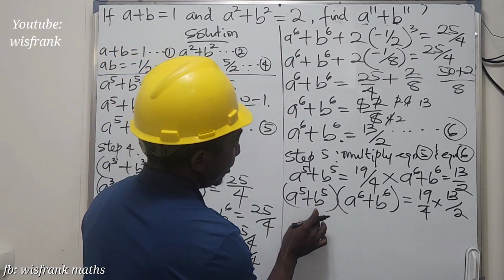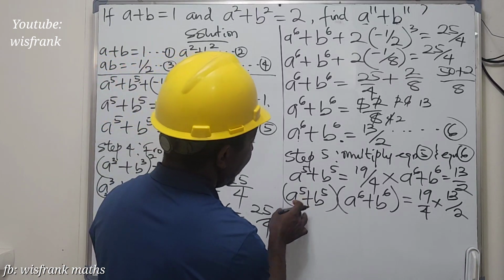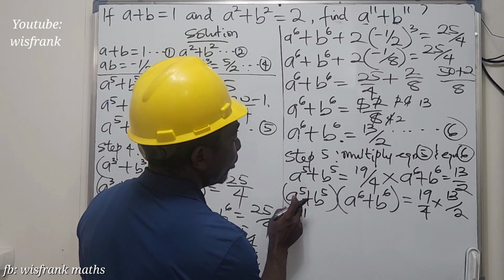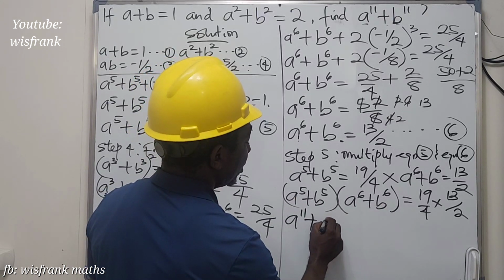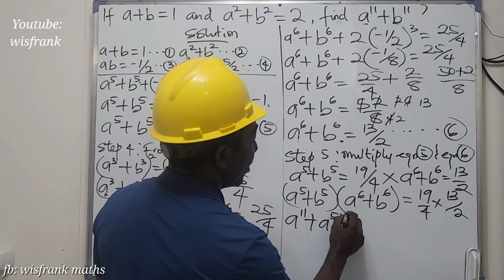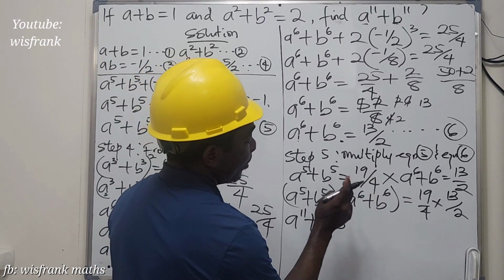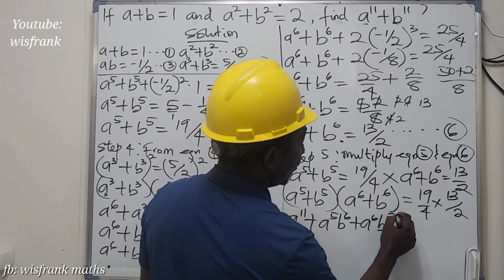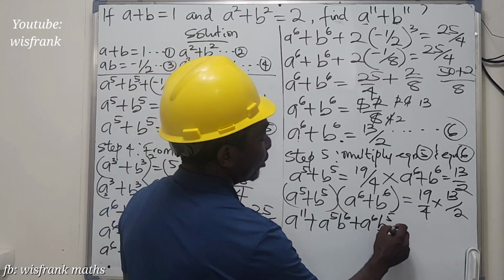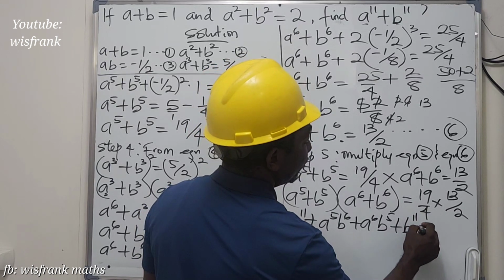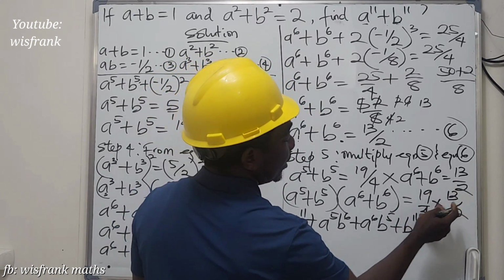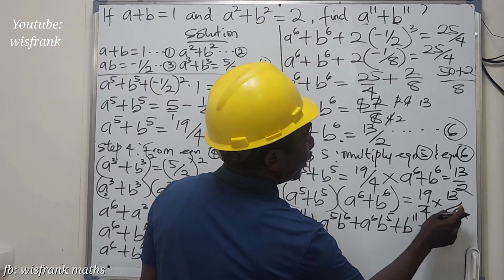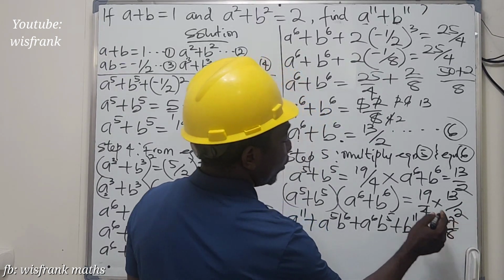So multiplying this out, expanding this parenthesis, we have a to the power of 5 times a to the power of 6 will give us a to the power of 11. Then a to the power of 5 times b to the power of 6 will give us plus a to the power of 5 b to the power of 6. b to the power of 5 times a to the power of 6 will give us plus a to the power of 6, then b to the power of 5. b to the power of 5 times b to the power of 6 will give us plus b to the power of 11 equals, multiplying this, 19 times 13 will give us 247. Then 4 times 2 will give us 8. This is all over 8.